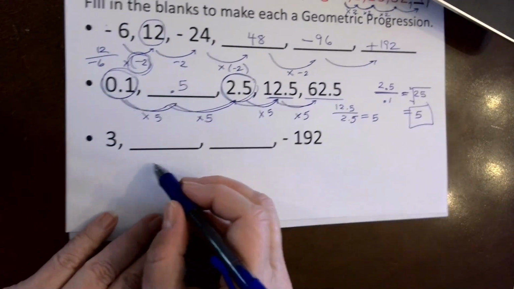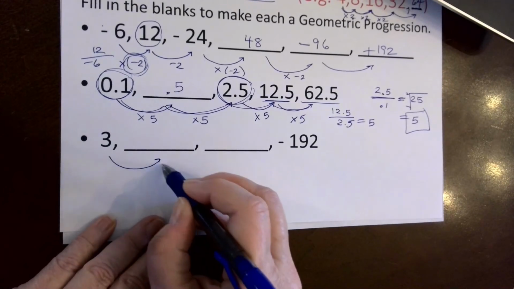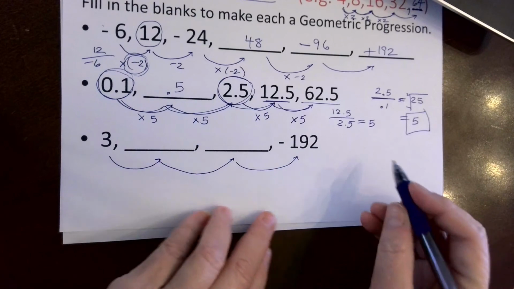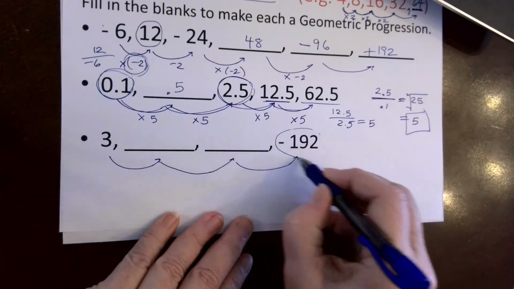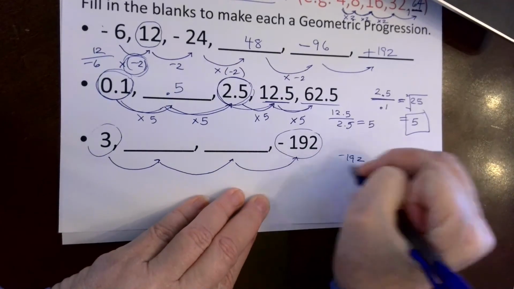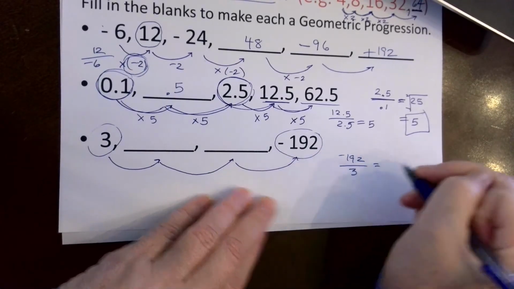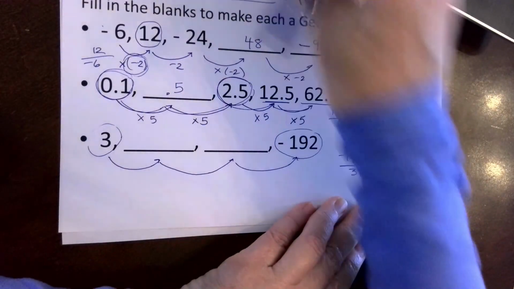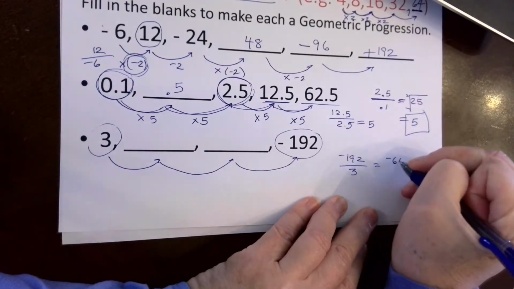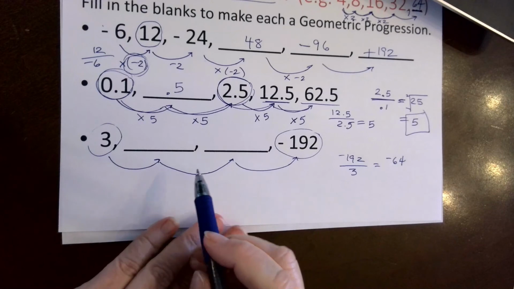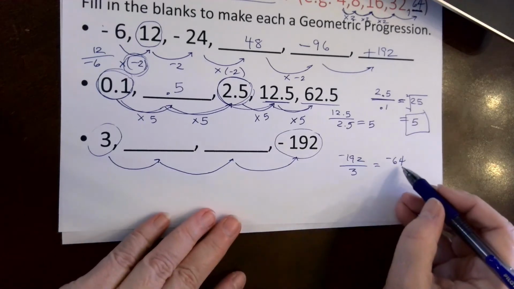Let's look at the next one. How many jumps are there? Well, there's 2 blanks. That means there's 3 jumps. So I'm going to take the numbers on either side of the blanks, -192, and divide by 3. That gives me negative 64. Now what do I do with that number? What do I do with a negative 64?